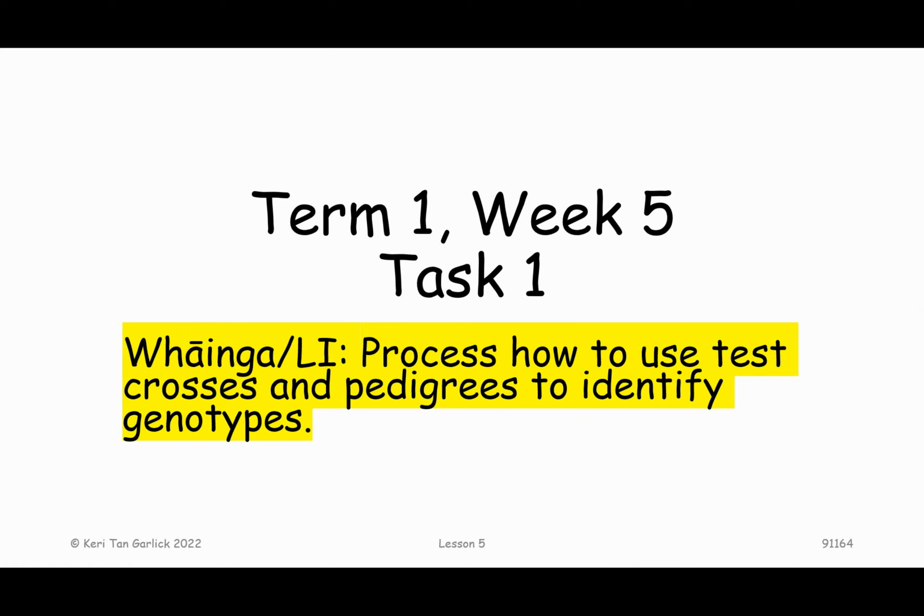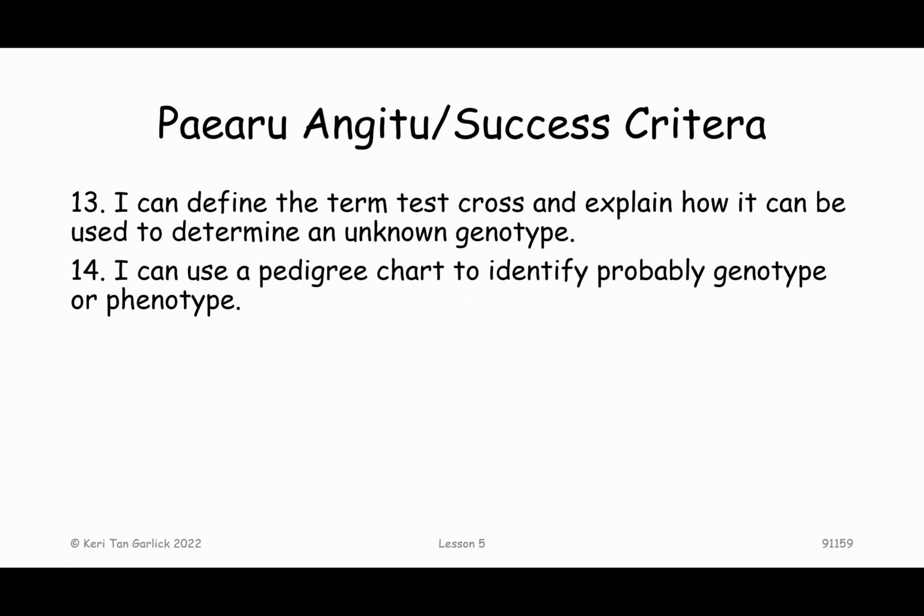Cool. So for today's learning intention, we're going to be looking at test crosses and pedigrees, and using that to help us identify various genotypes. So basically, genetic problem solving is the way I like to describe it. For today's success criteria, you should be able to define the term test cross and also explain how it can be used to determine an unknown genotype. You should also be able to use a pedigree chart to determine the probability of a genotype or a phenotype. So this stuff here will mainly be revision from last year.